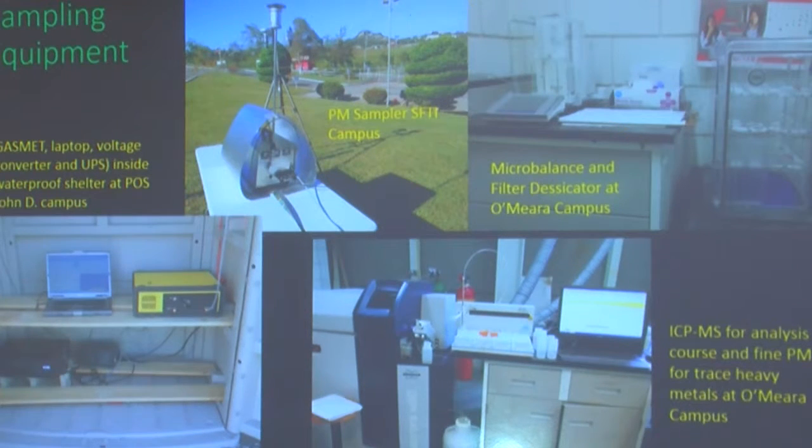PM10, 2.5s, and 1s are called that because of the aerodynamic size of the particles. PM10s are particles that have an aerodynamic size of about 10 microns. PM2.5s are those that have a size of about 2.5 microns, and so for PM1. So it separates it out.